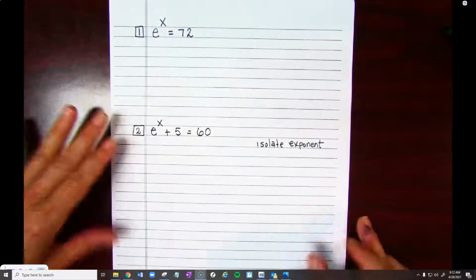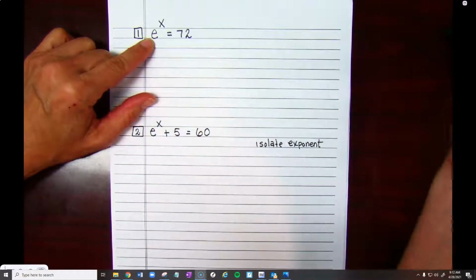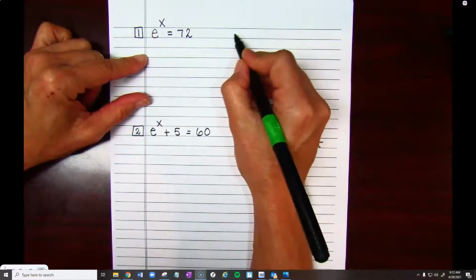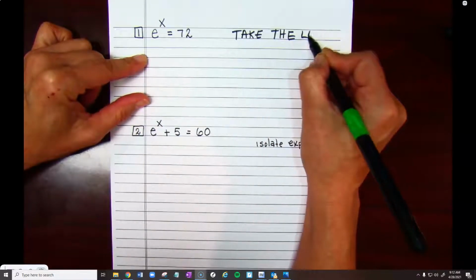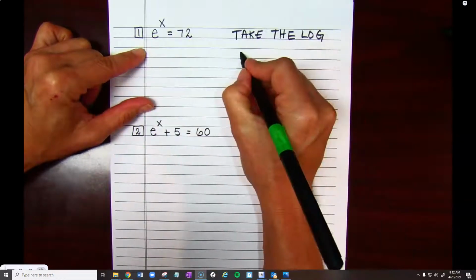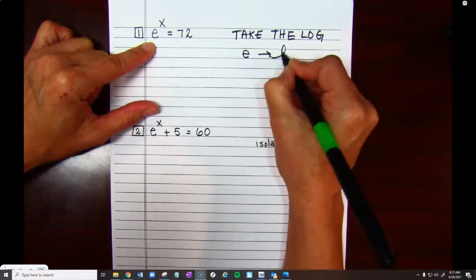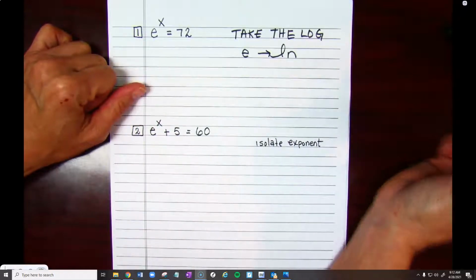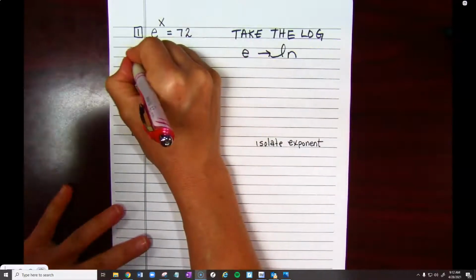So let's go ahead and take a look at a couple of examples here. So we are solving exponents that cannot be written in the same base. This is the base of e. There is no way I can rewrite a 72 with a base of e. So we're going to take the log. And you need to take the log of whatever is the exponent, whatever the base of the exponent is. The base is e. So I want to take the natural log of both sides. So what this is going to look like is this. Remember, it's an equation.